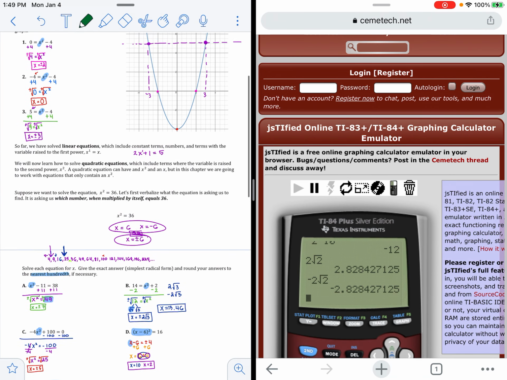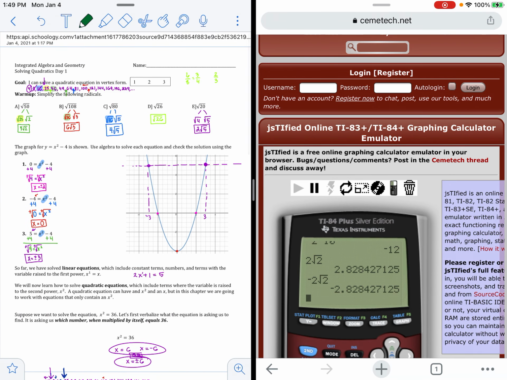All right, that's it for solving for this lesson. We'll move on to practice next.